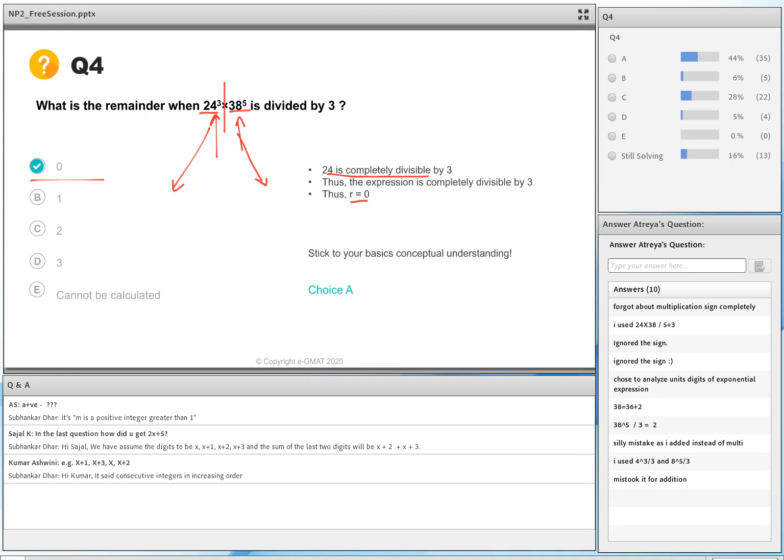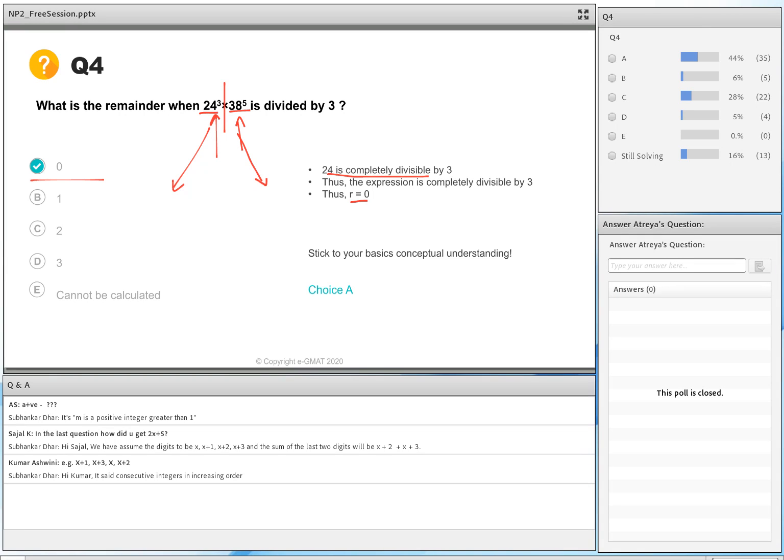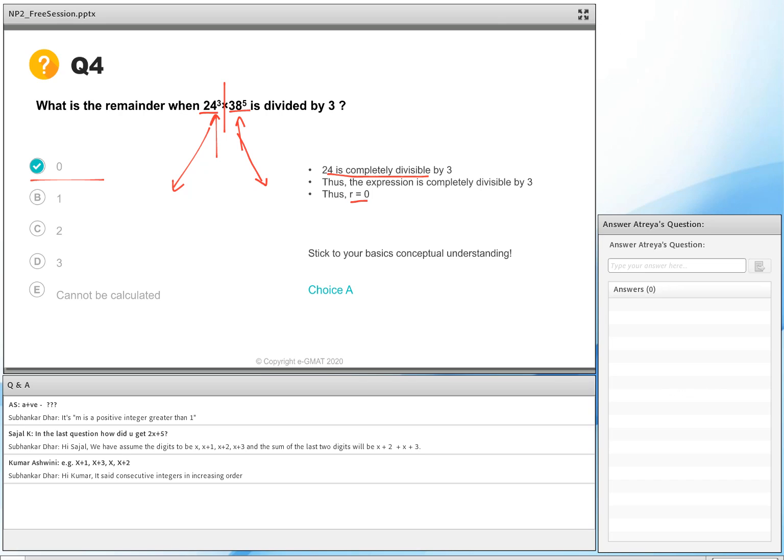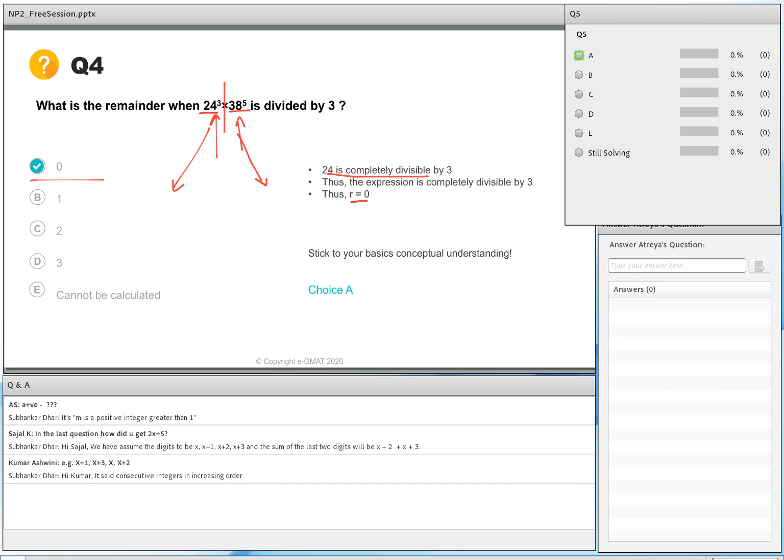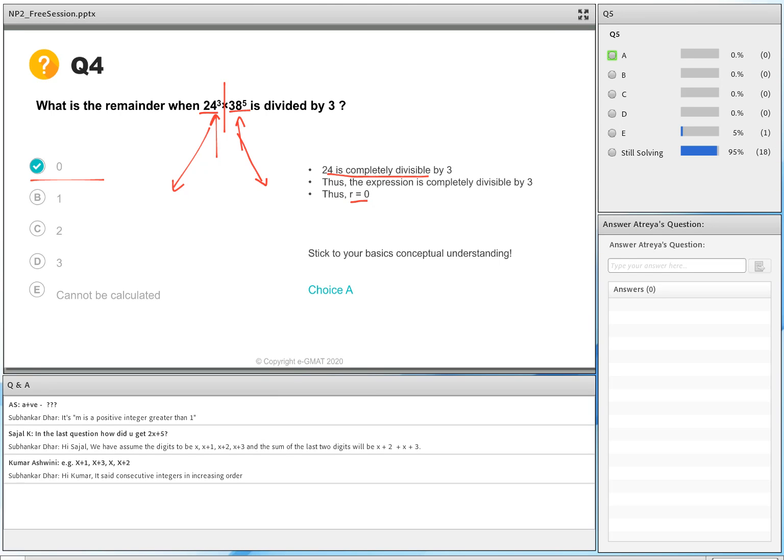So yes. All right. So with that, let me end the poll here and clear all the answers. And let's move on to the next question, question number 5. Let's quickly get the still solvings, please. And remember, the faster you select still solving, the faster we move on to the next question. So let's get still solvings real quick.